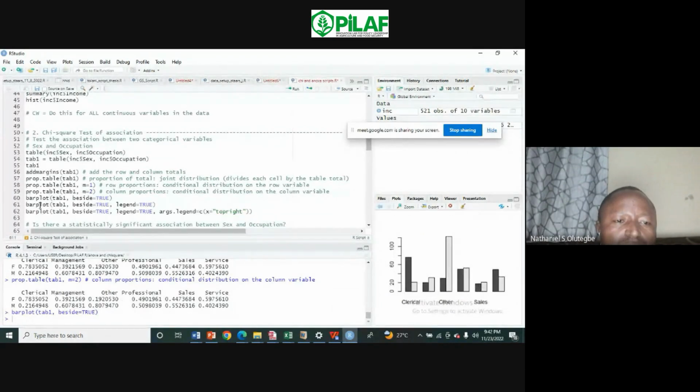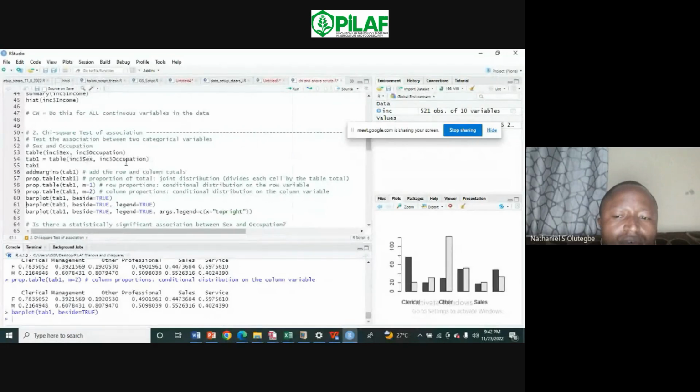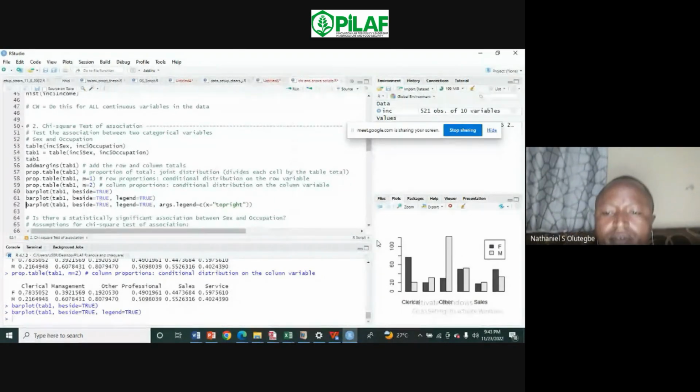You may want to do a bar plot. For example, this is our tab 1, looking at sex and occupation, the relationship between sex and occupation. Looking at the bar plot, we have not included the legend here, so I think we should include the legend. Legend is true. So this gives us a clearer picture of the distribution.